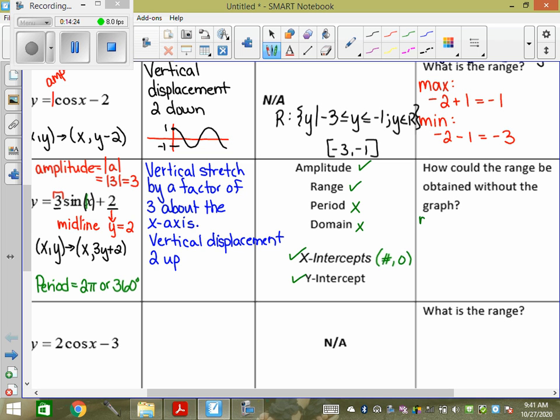Now my maximum equals d, which is 3. Nope, that's my amplitude. What's my d? 2 plus 3, which is 5. And then my minimum is 2 minus 3, which is -1.